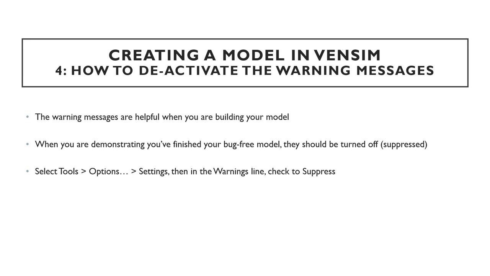There are times when you will have warning messages in your model, and you will need to learn how to deactivate them. The warning messages are indeed helpful when you are building your model. When you are demonstrating you finished your bug free model, they should be turned off or suppressed. You use the Select Tools, Options, Settings, then in the Warnings line, check to suppress.